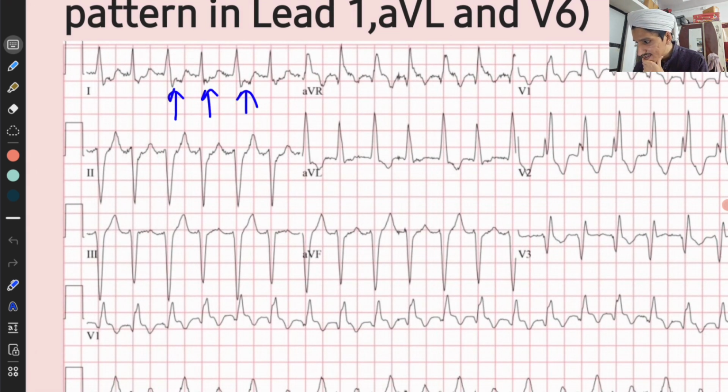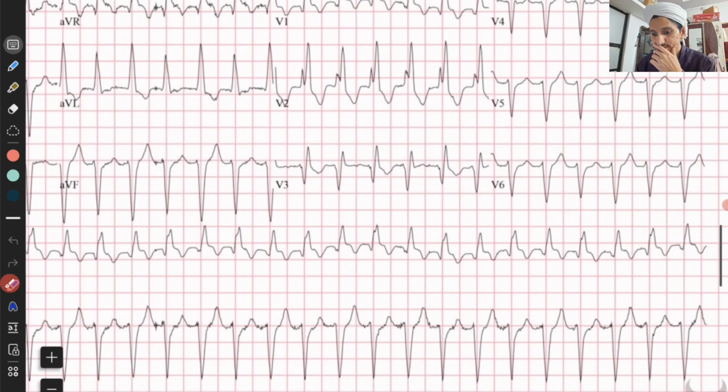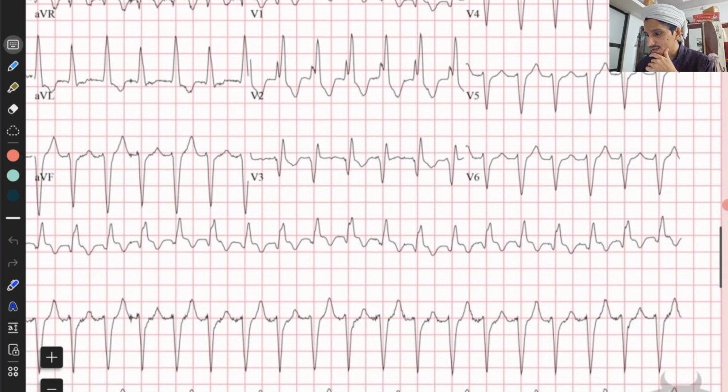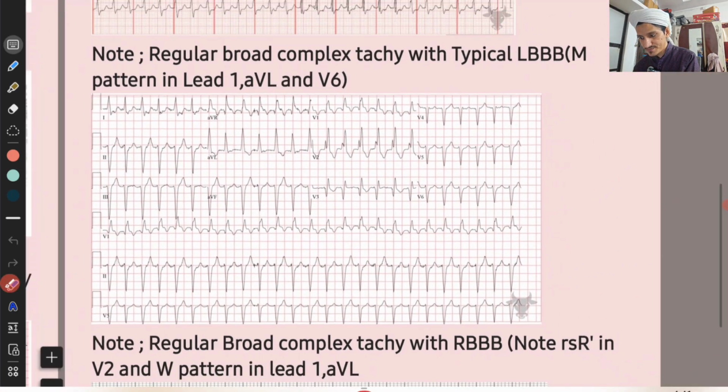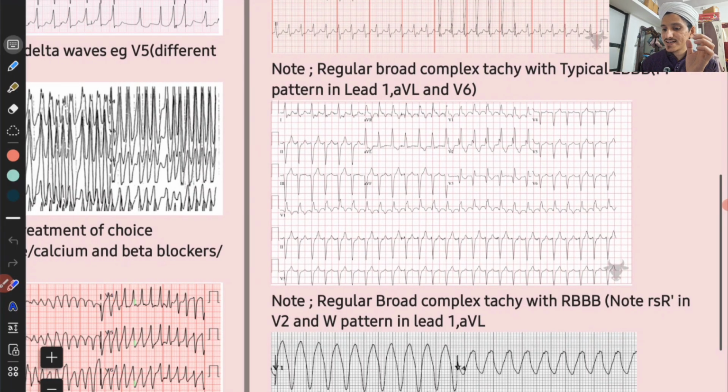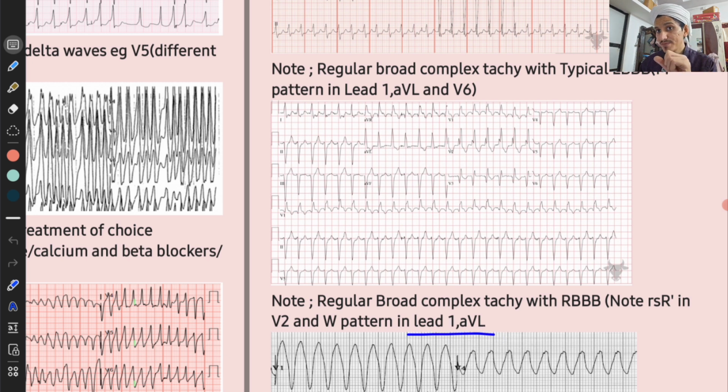Here also in 1 and V6, this is a W pattern. W means a monophasic S wave which is large. So this is the characteristic feature: you will see a W pattern in 1 and aVL, and the right ear will be longer, the rabbit pattern, in V1 and V2. That's about wide complex regular tachycardia with typical bundle branch block.